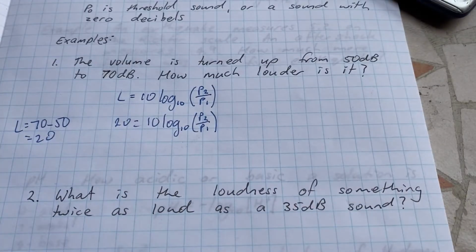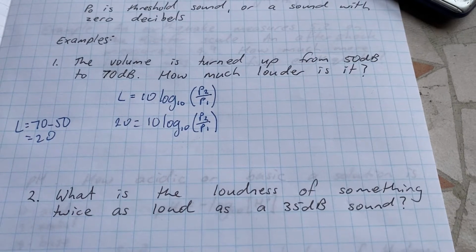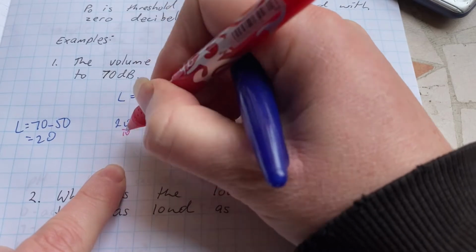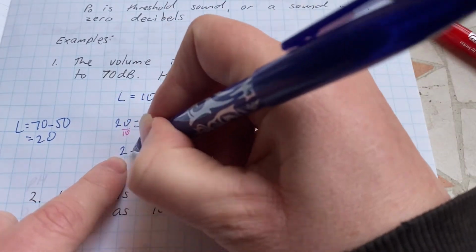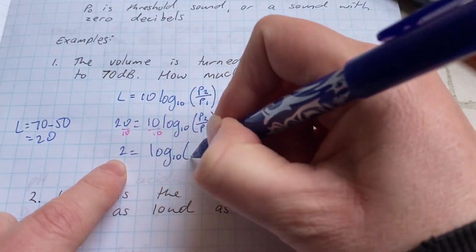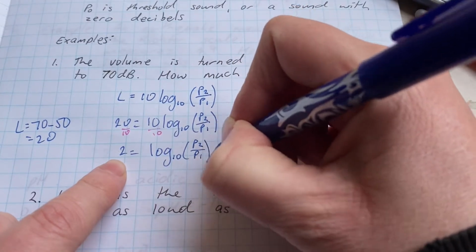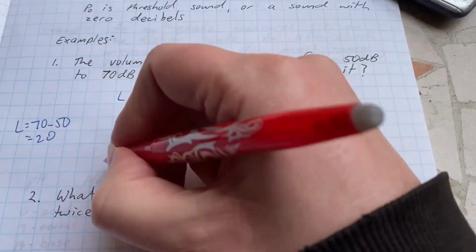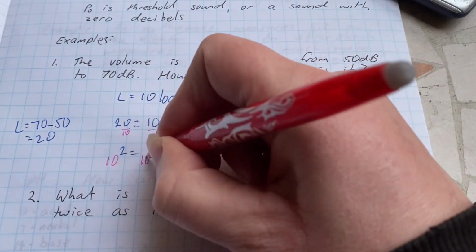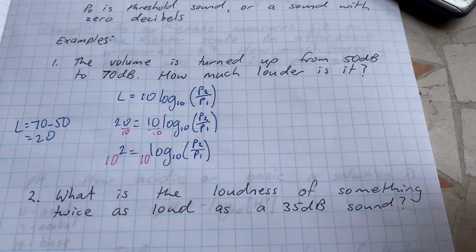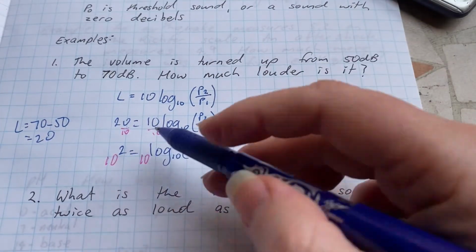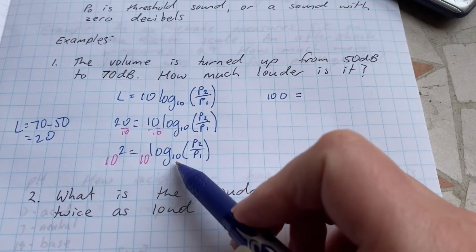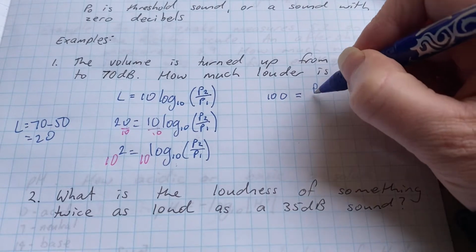So to solve this, we do need to start by dividing each side by that 10. So 2 equals log base 10 of P2 on P1. And then to undo the log base 10, of course, we do 10 to the power. So 10 to the power of 2 equals 10 to the power of log base 10. I'm just going to write that over here. So 10 to the power of 2, of course, is 100. Equals 10 to the power of log base 10 cancel out. I've got P2 on P1.